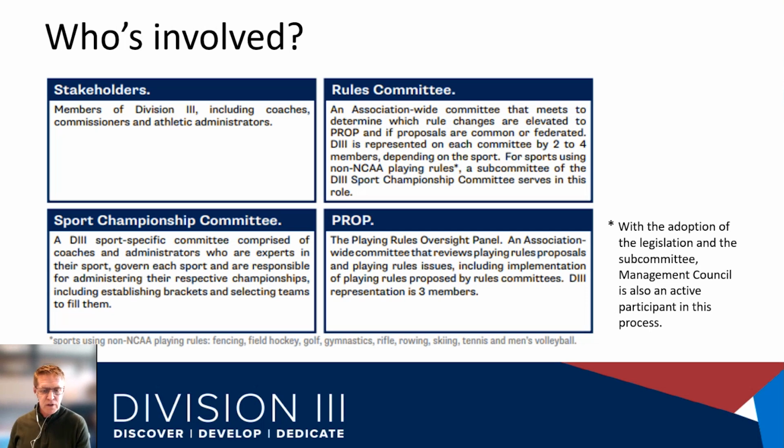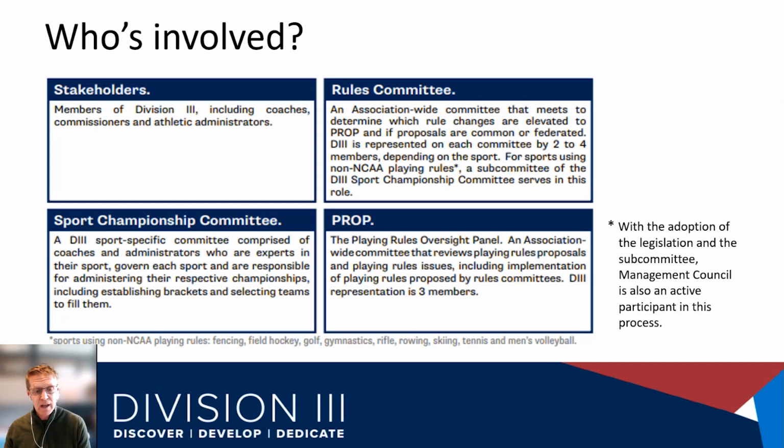First, the stakeholders, the Division III membership at large. Division III membership is called on to submit rules proposals, to provide comments and feedback when proposals go out for comment as well. Then we look at the Rules Committee. Rules Committees are association-wide committees, which typically have 2 to 4 Division III members on that committee. And they're the group that's really responsible for evaluating potential rules and ultimately approving rules or forwarding rules up to PROP.